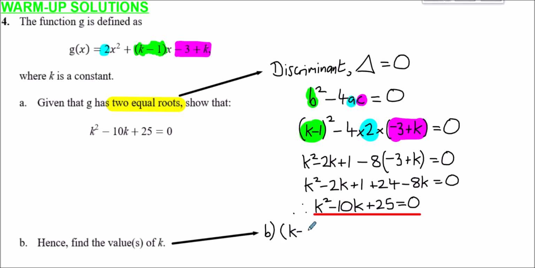This is the same as saying (k minus 5)(k minus 5) equals 0. In other words, (k minus 5) all squared equals 0. Therefore, if there is only one value of k we're interested in, we're after k being equal to 5. We've therefore finished all the warm-up questions now, and we can move on to the main bit of this session.